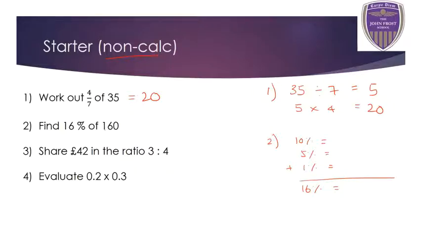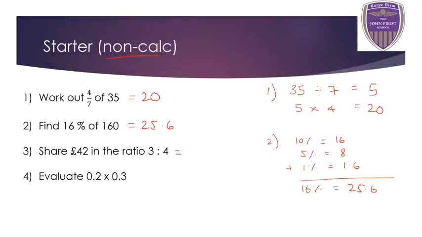So 10%, remember, is divided by 10, so 10% would be 16. 160 divided by 10. Then 5% is just half of 10%, isn't it? So if we already know that 10% is 16, then 5% must be 8. And 1%, well, we've got two choices. We can either divide 10% by another 10, or we can divide 160 by 100. We get the same answer anyway. That's 1.6. So when you add all those together, 16 plus 8 is 24. 24 plus 1.6 is 25.6. So 16% of 160 is 25.6.